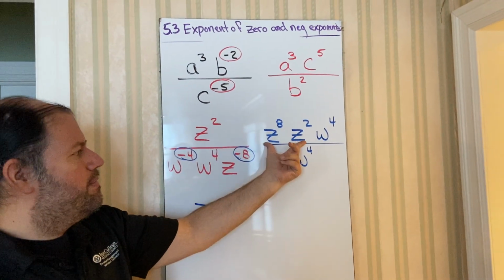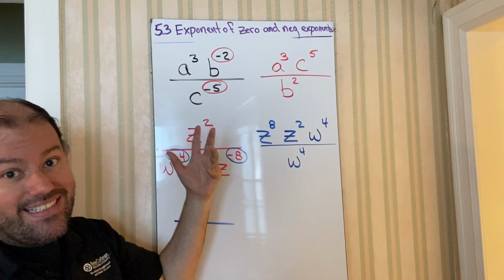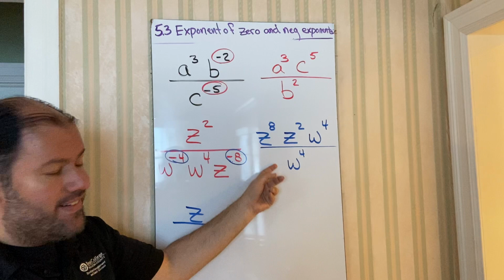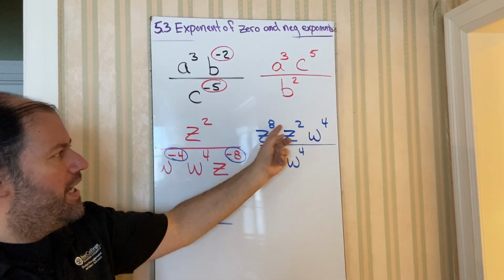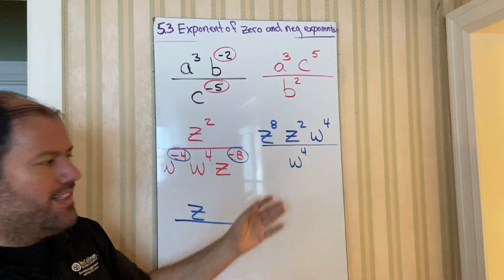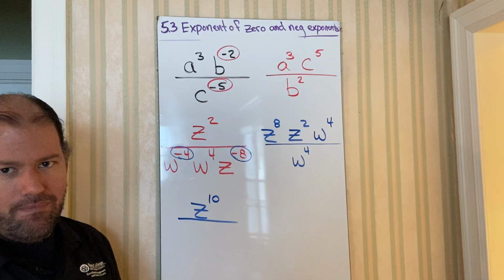Well, how many Z's are up here? There's 8 here and another 2 here. So there's 10 Z's on top. How many are down here? 0. So where do I have more? Top. By how many more? By 10, because there's nothing on the bottom to cancel them out. So notice I put a 10 there.